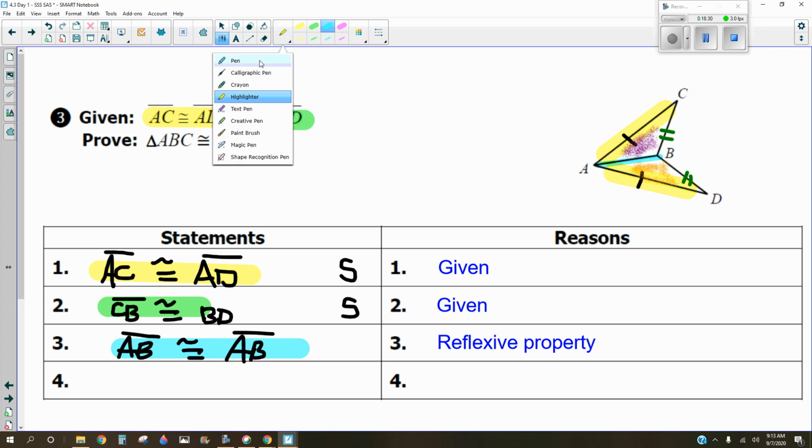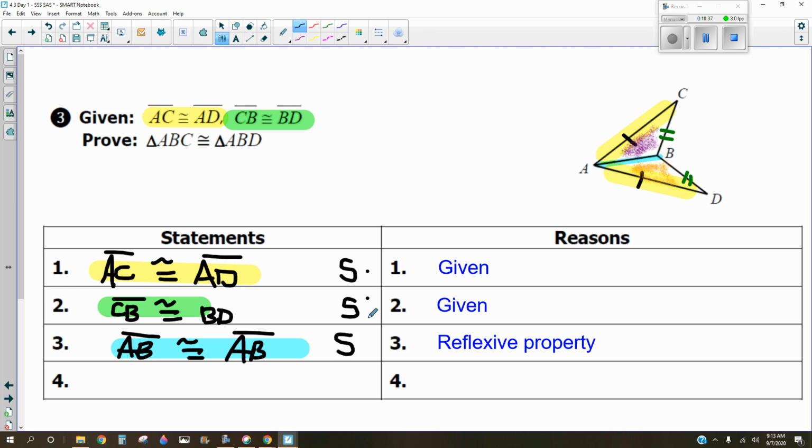But beyond that, we know that it is a side, right? It's a segment, so it's a side. So notice I have side, side, side.